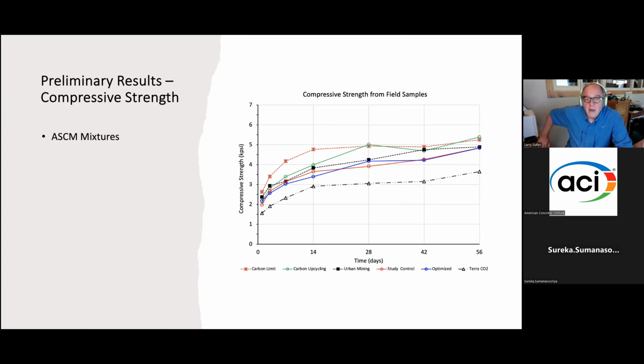When we look at the alternative SCMs, they're all grouped pretty well. Again, the red circle is the control mix. So most of them are above the control in strength. We had TerraCO2 that was running a little bit lower, but also remember they went with a higher replacement. They went with a 35% replacement. But all are very respectable.